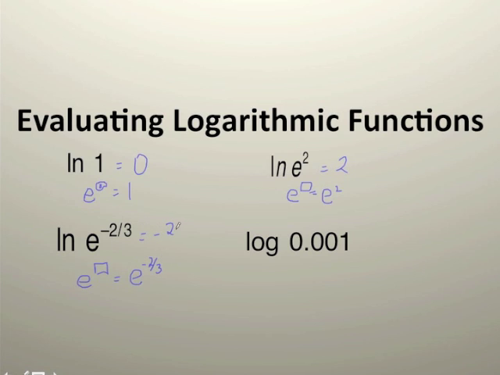-2/3. What power do I raise 10 to get 1/1000, or 1 over 1000? The 1 over means it must be a negative, and 3.